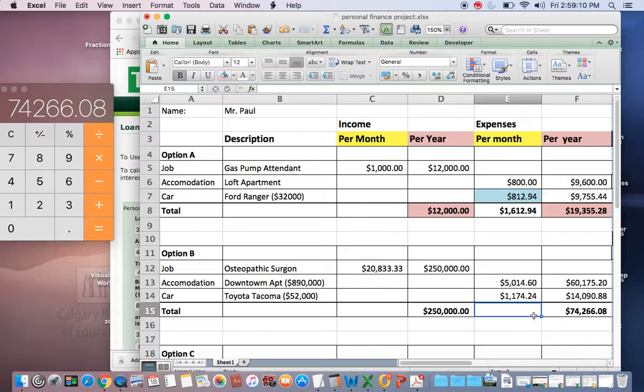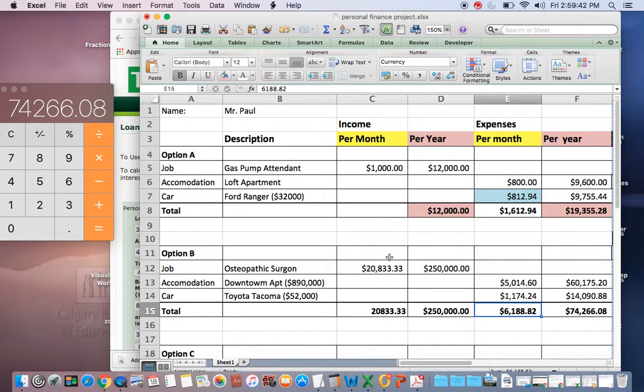Now, the next thing is this. I bet you I can do this one in my head. This is going to be $6,188.82. 82 cents. There we go. Now, let's compare. So we got 20,833.33. Every month, I am spending, just on this, $6,000, but I'm making $20,000.